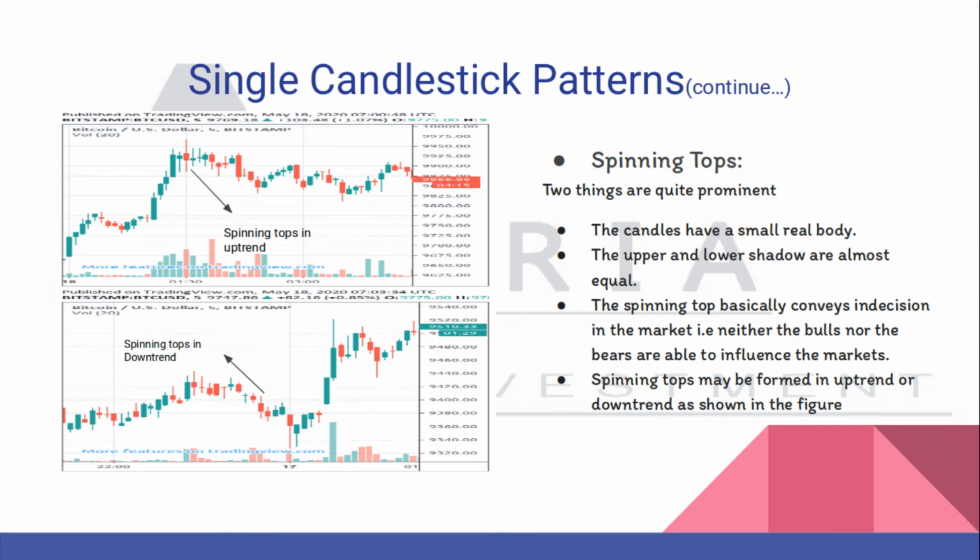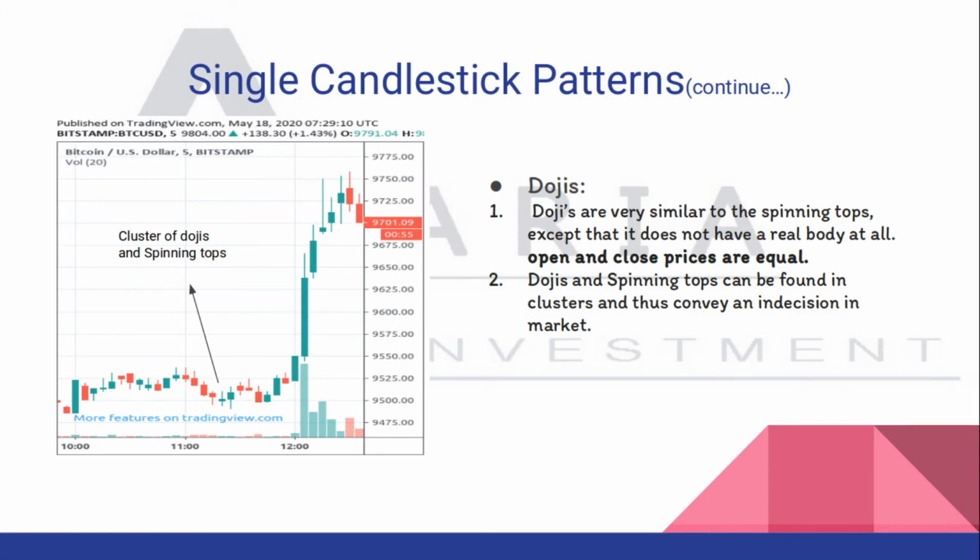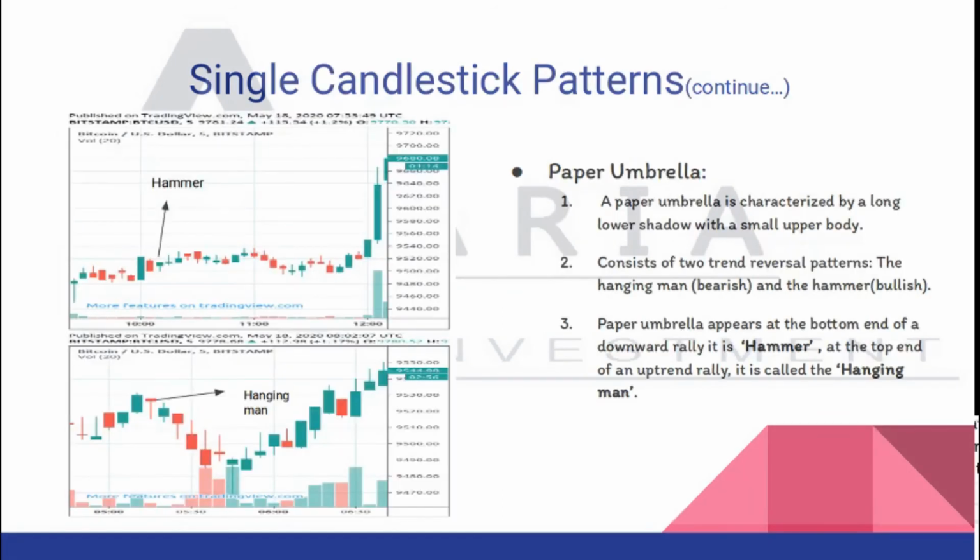Spinning tops are really important in taking decisions as the market is uncertain, with both the bulls and bears in equal control. Similar to spinning tops, dojis are very similar except that they do not have a real body at all, and the open and the close price are almost equal. So we can see a cluster of spinning tops and dojis, and they convey indecision in the market. A trader's decision based on a doji is similar to that taken when a spinning top occurs. The next pattern we have is the paper umbrella.